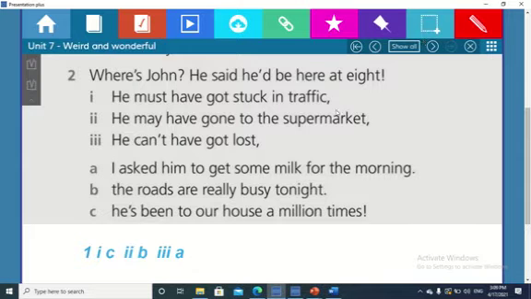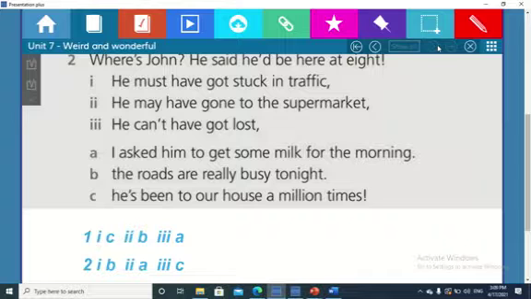Of course, you can give a certain explanation. He may, you're not quite sure. He can't, it's impossible. So that's again B, A, and C. He must have, I'm quite sure. The roads are really busy tonight. I'm quite certain, and this is the reason I know that the roads are quite busy tonight.